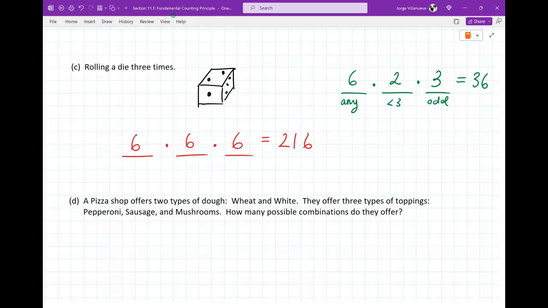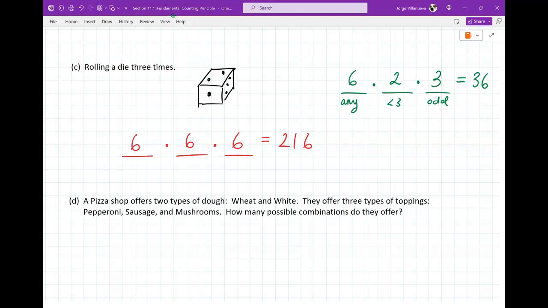Before it was just like, who cares? Just roll it. Any of the 6 numbers will work. Roll it 3 times. So we got 216 ways that can happen. But then when I said, well, first time you can just roll it, but then, hey, maybe odds only and numbers less than 3. Notice how small the amount of ways that can happen.